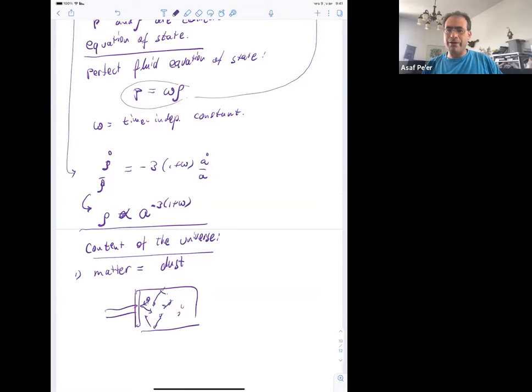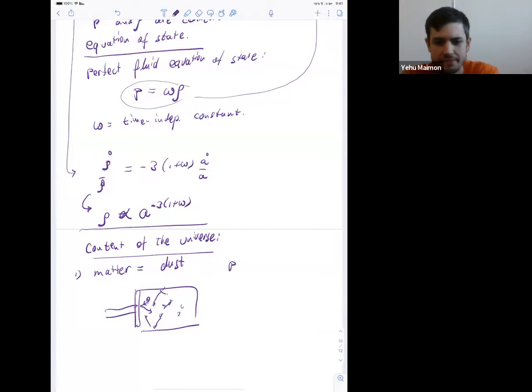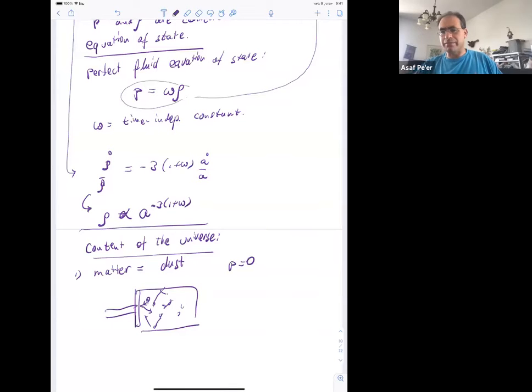Now, what about dust? What can we say about dust? Zero pressure, right? P is equal to 0. Just resting there. There are no interactions. Or you can think of matter in the context of cosmology, matter in stars. It's not interacting with matter in other stars. They don't exchange momentum or anything like that. So this is dust. Pressure is equal to 0.